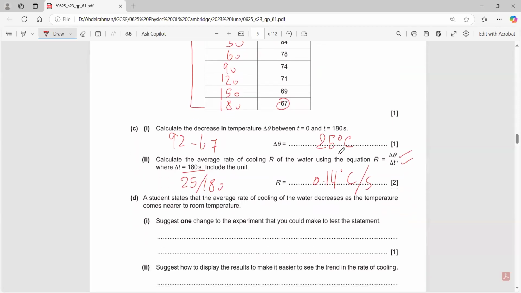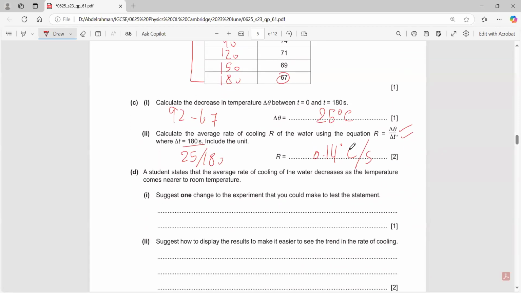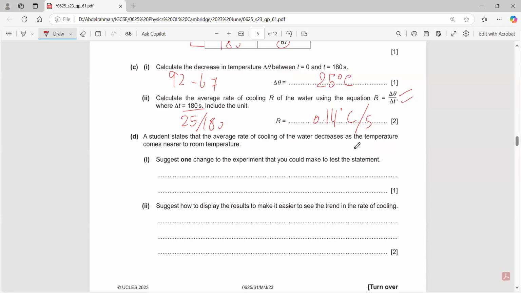A student states that the average rate of cooling decreases as the temperature comes nearer to the room temperature, which is true. Suggest one change to the experiment that you could make to test this statement. He's saying that the rate of cooling would decrease. So instead of being 0.14, for example, it would be a number less than that. Okay, it would decrease as the temperature comes nearer to the room temperature.